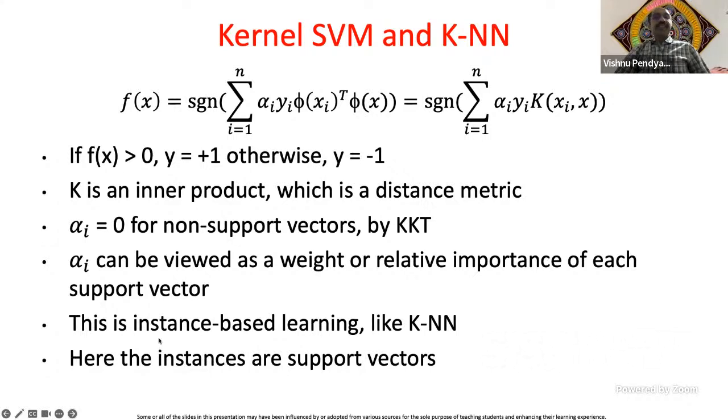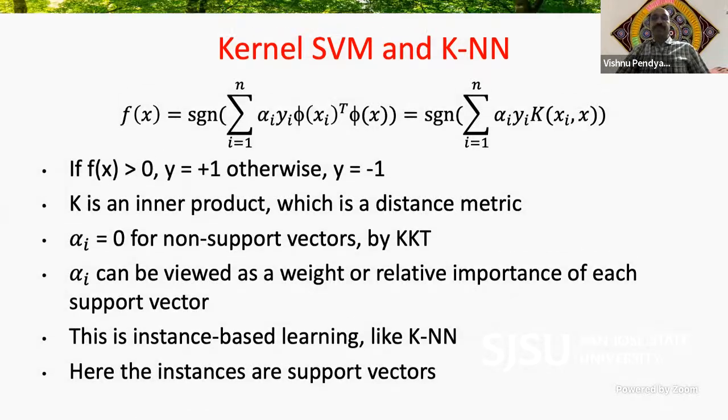So in this formulation, alpha i can be viewed as a weight, or a relative importance, for each support vector. So this is basically instance-based learning, similar to KNN. Here the instances are support vectors, right? So that's how you can relate support vector machines to KNN.